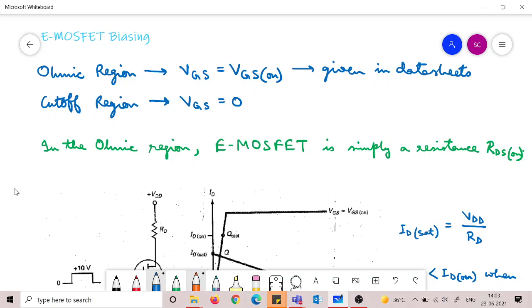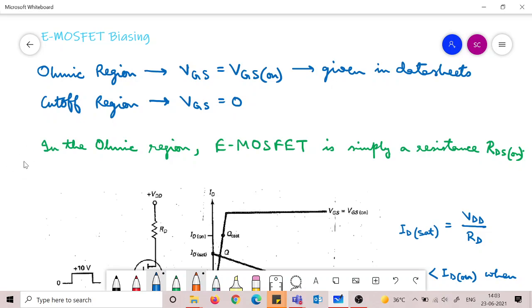Now the cutoff region is very easy to establish because if we keep the VGS to be 0, or we do not supply any voltage there, it is in the cutoff region. And what about the ohmic region? In the ohmic region there has to be a certain VGS applied which takes it to the ohmic region or the saturation region, but it does not take it to the active region.